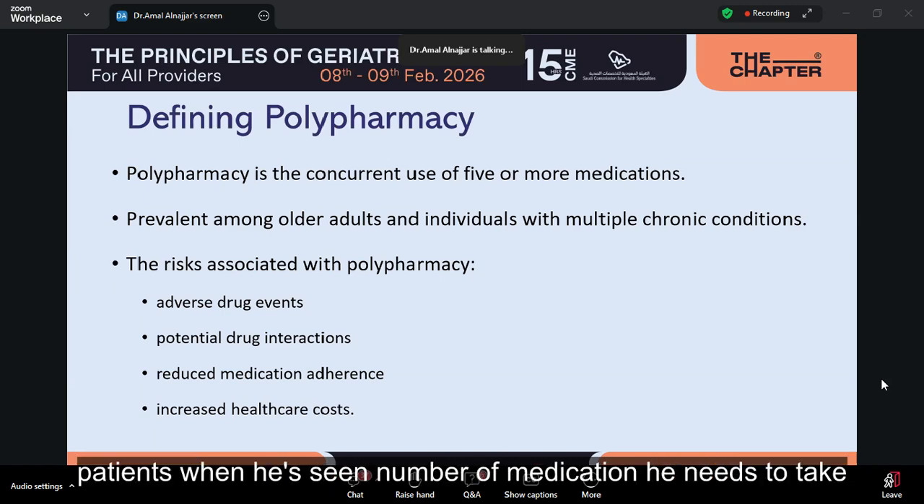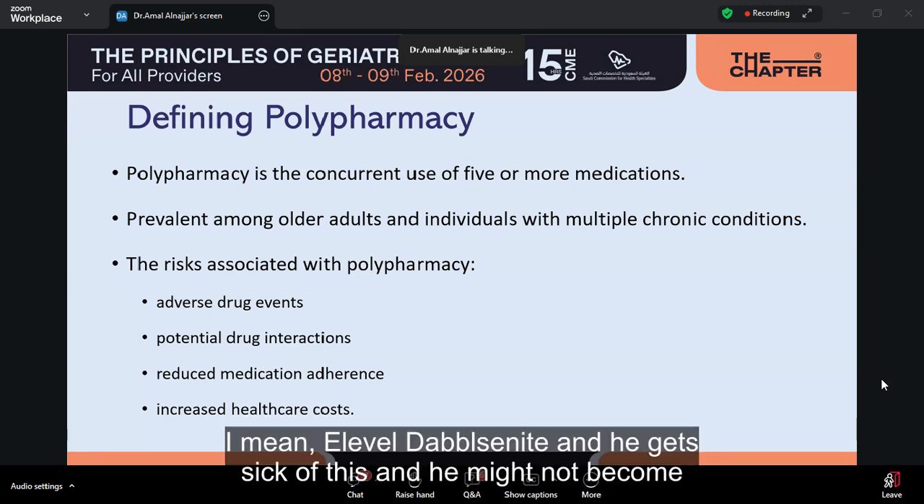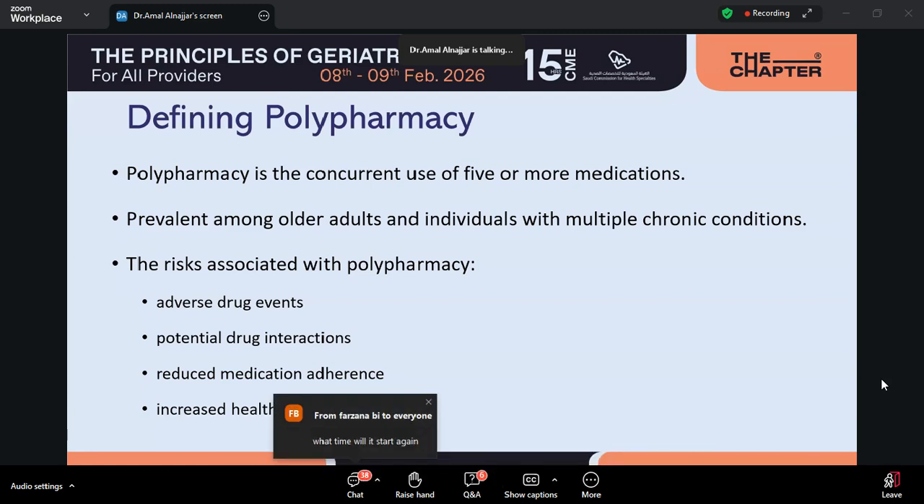Reduced medication adherence. When the patient sees the number of medications he needs to take, the whole day he keeps taking 3 tablets in the morning, 5 tablets at noon, 11 tablets at night, and he gets sick of this and might not become adherent.